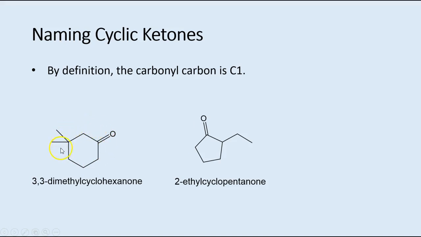So by definition here, the carbonyl carbon is carbon 1. And so again, you don't have to say that. You simply call this cyclohexanone, and then you add in the substituents. 3,3-dimethylcyclohexanone, 2-ethylcyclopentanone.